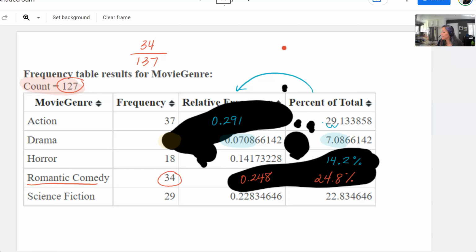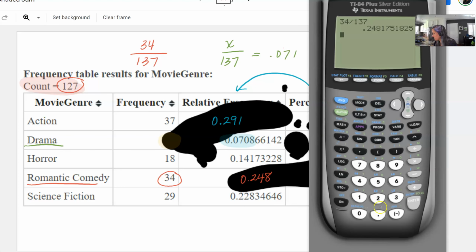Cool. And drama, we're going to go the other direction, right? We can think of taking that percentage from our total value, or we could set up that same problem we just did. We don't have the number out of the 137 that we would need to get out that 0.0708 or 0.071. So we could set up an algebra problem, or we could just take 7% of 137. This one is one where you might have gotten in some trouble. 0.071 times 137.